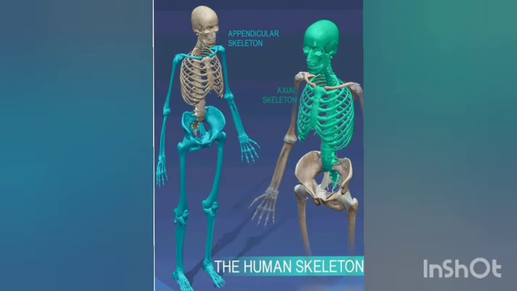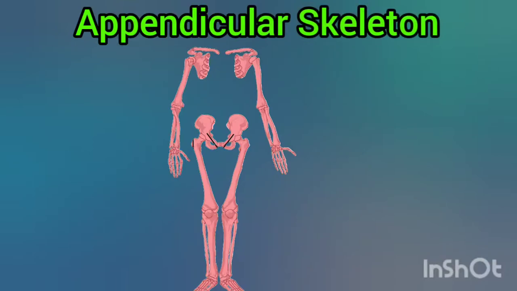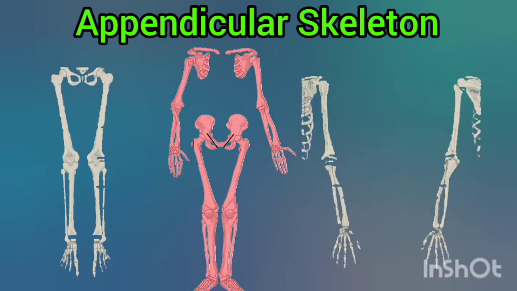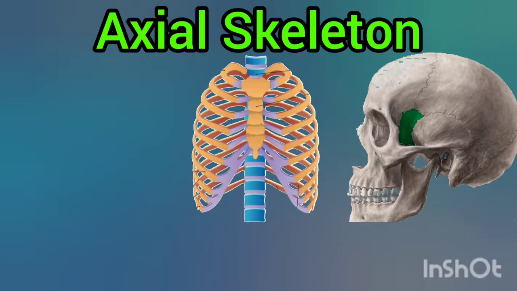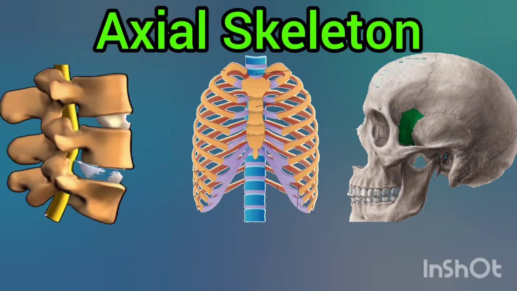Before going to that, we will see the two types of skeletons. Friends, do you know the two types of skeleton? The two types of skeletons are the appendicular skeleton and the axial skeleton. The appendicular skeleton consists of the girdles, the limbs and the pelvic region. Then the axial skeleton consists of the skull, rib cage, and the backbone.